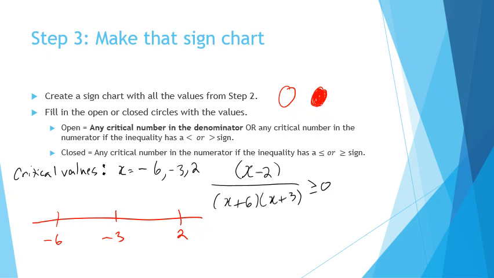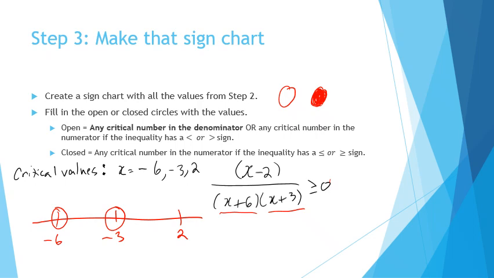So pretty much any number that comes in the denominator, when we plug that number into the equation, would never make the inequality true. And the reason for that is because then you're just dividing by 0 at that point, which we don't want to happen. So we are going to mark any 0 that comes from the denominator with an open circle automatically. All right, so here, -6 and -3 are going to be both open circles.